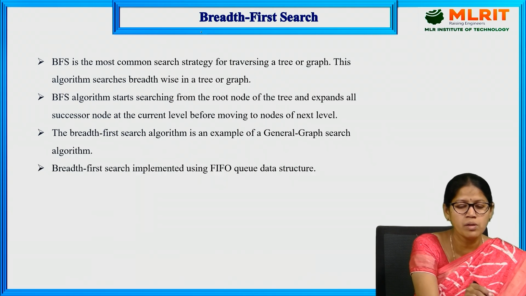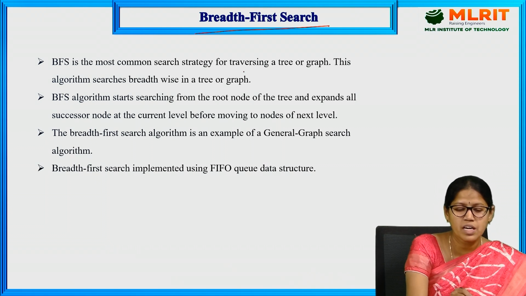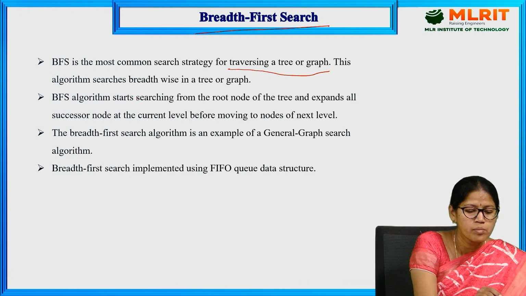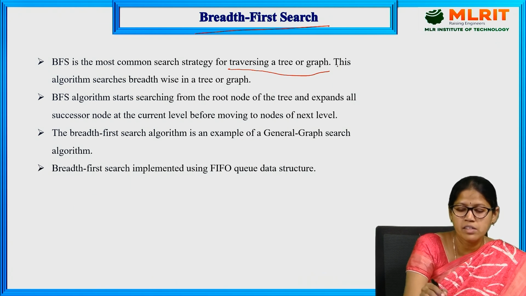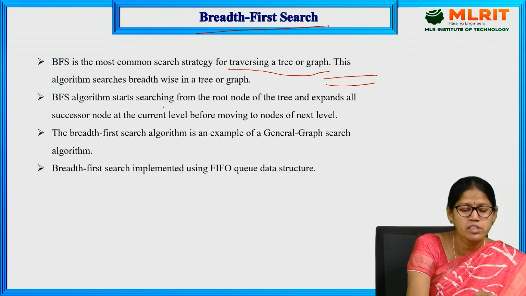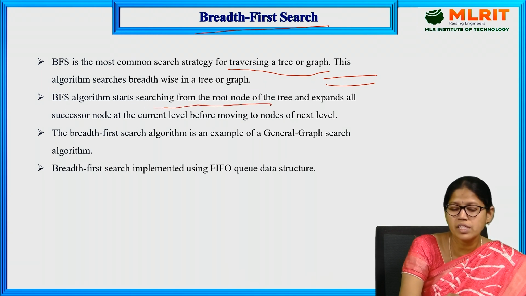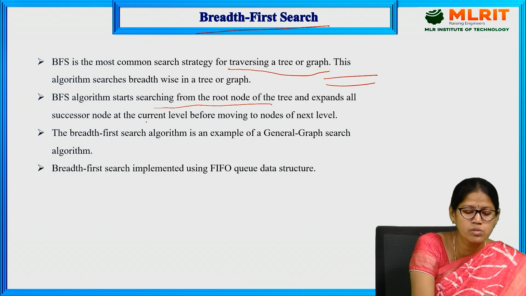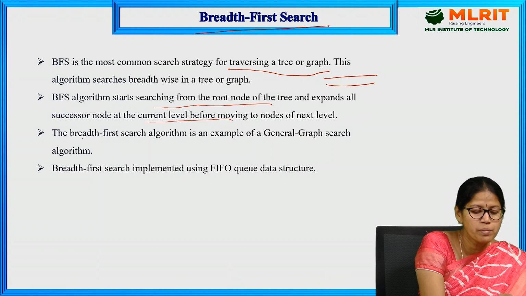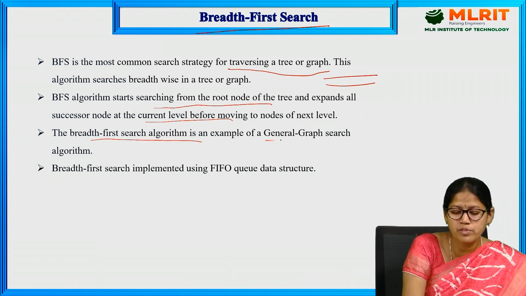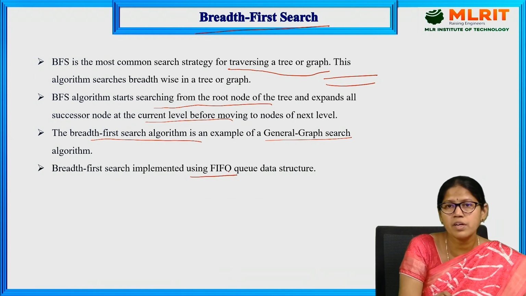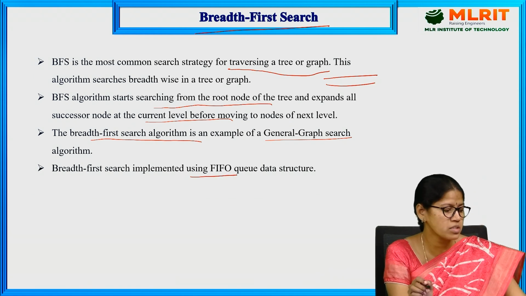Let's see the next one, breadth first search. The BFS is a strategy for traversing a tree or graph. Breadth wise in a tree, already we discussed, level by level we move through the graph. The BFS algorithm starts searching from the root node of the tree and expands all successor nodes at the current level before moving to the nodes of the next level. The breadth first search algorithm is an example of a general graph search algorithm. Breadth first search is implemented using a first in first out queue data structure.